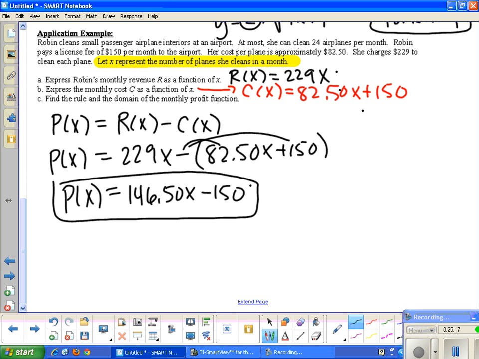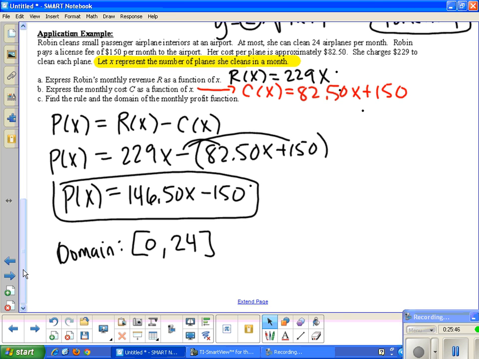Now for this, the domain cannot be all real numbers because in this case, if you think about an airplane, can you have negative airplanes? No. So that means I'm going to start with 0, and I'm including 0 because we can clean no planes a month. And then it says that at most she can clean 24 airplanes per month. So comma 24. So this would be the domain. And of course, I put that in interval notation. Remember, the brackets mean we're including 0 and 24.